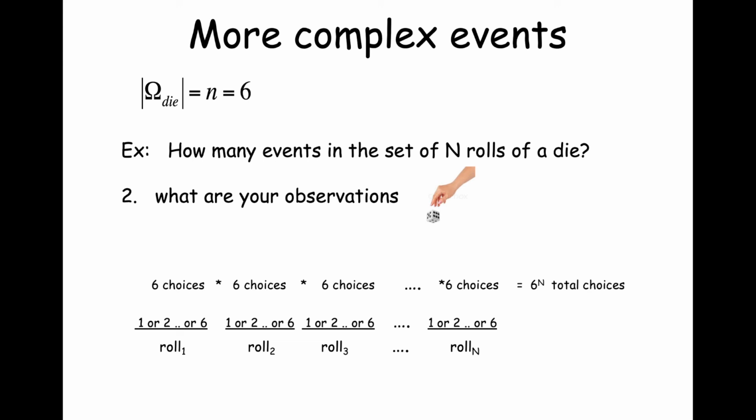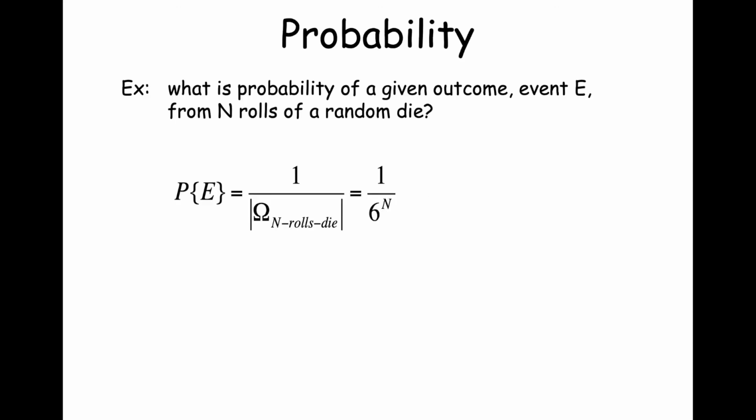And the question we asked, what were your observations? So we had spaces for each of those big N many rolls, and we identified the outcome for each roll, and we said that the number of choices multiplies over all of the big N many rolls for a total of 6 to the big N power as the number of different choices, and therefore the number of different events.